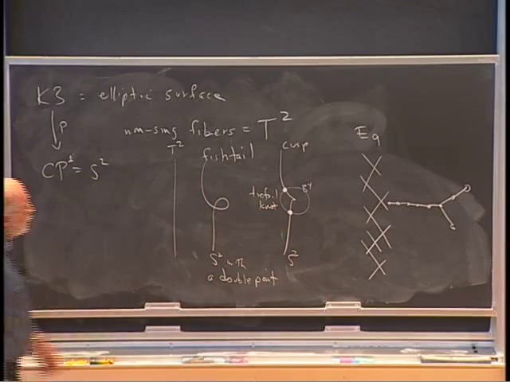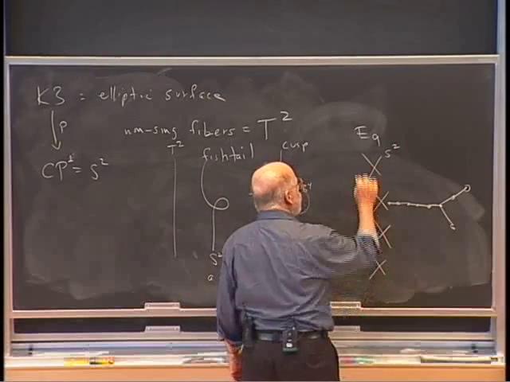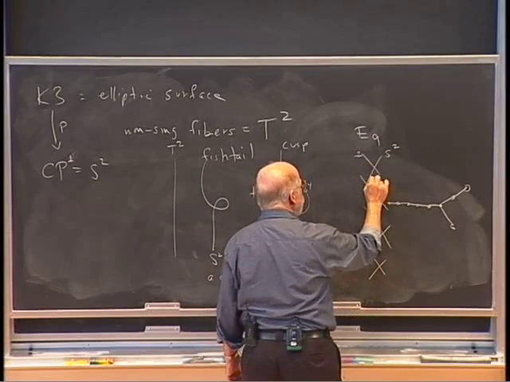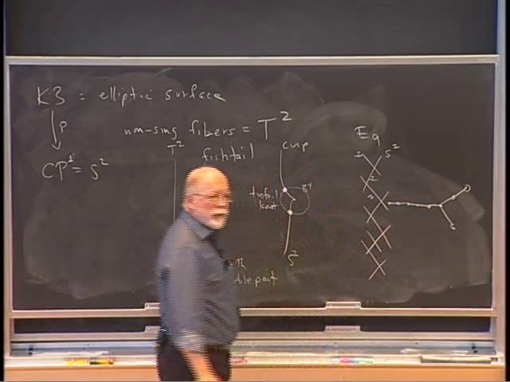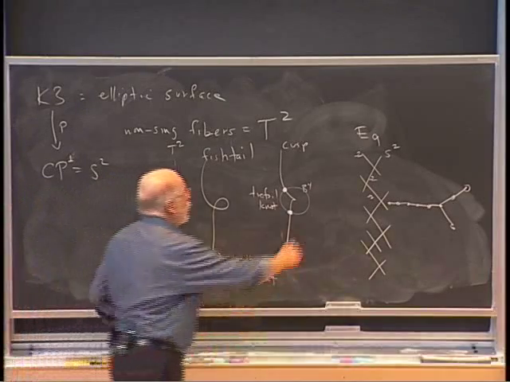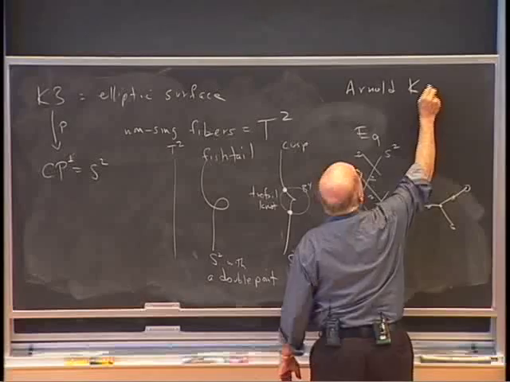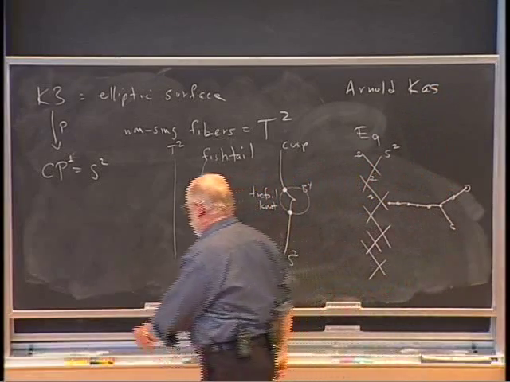And then all of these, in the E9, all of these lines are two spheres, every one of them, and they all have self-intersection -2. So they all have normal bundles, and they're all self-intersection -2. So that was known, and Cass, let me write his name, Arnold Cass.